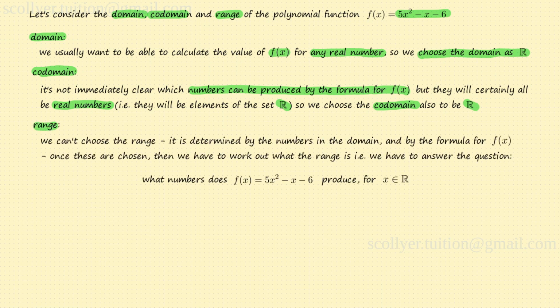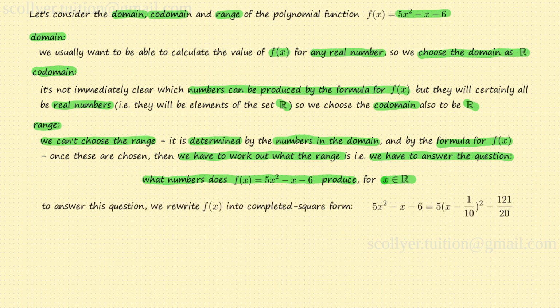What about the range of the function? Well, we can't choose the range. It is determined by the numbers in the domain and by the formula for f of x. And once they are chosen, we have to figure out what the range will be. In other words, we have to answer the question, what numbers does the formula f of x equals 5x squared minus x minus 6 produce if x can be any real number?